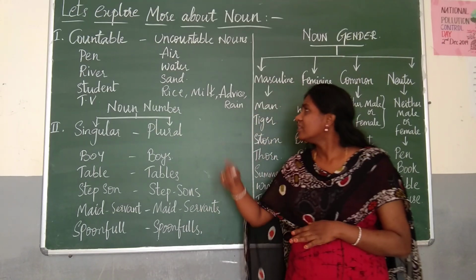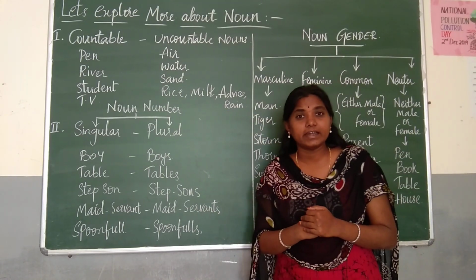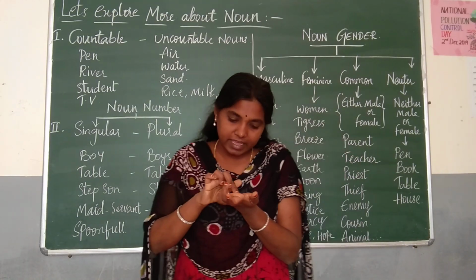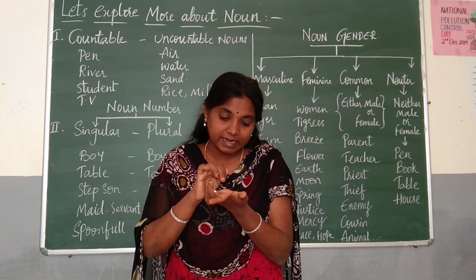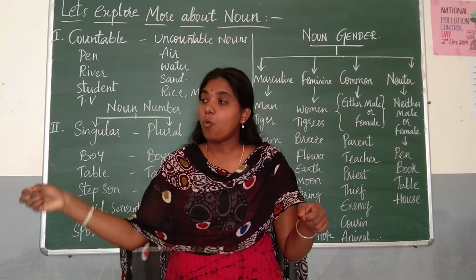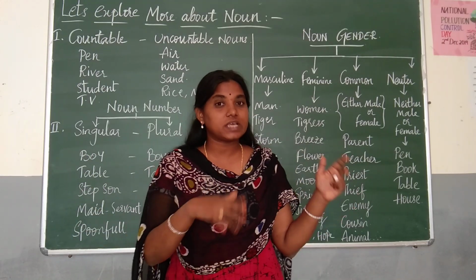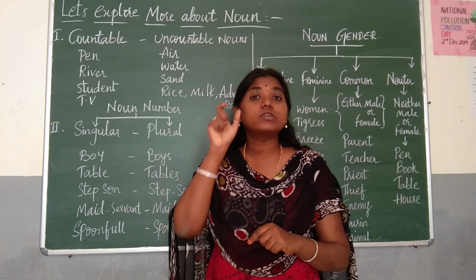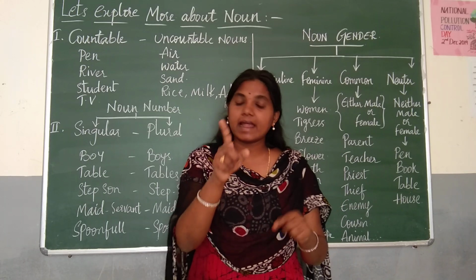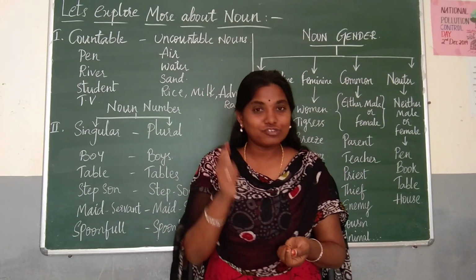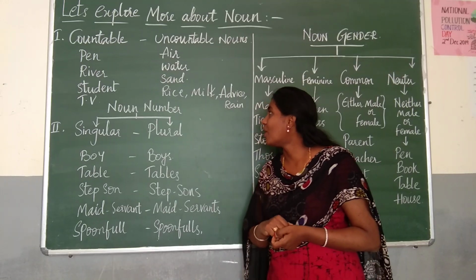Alright children, the next one is sand. Can I count one sand? Can I just take it in my palm and count one sand, two sands, three sands, four sands, five sands? No, that is not possible. One bag of sand, two bags of sand, that is different again. Here I am talking specifically about sand. So that sand I can't count like 1, 2, 3, 4, 5, 6. Yes, so sand is an uncountable noun.